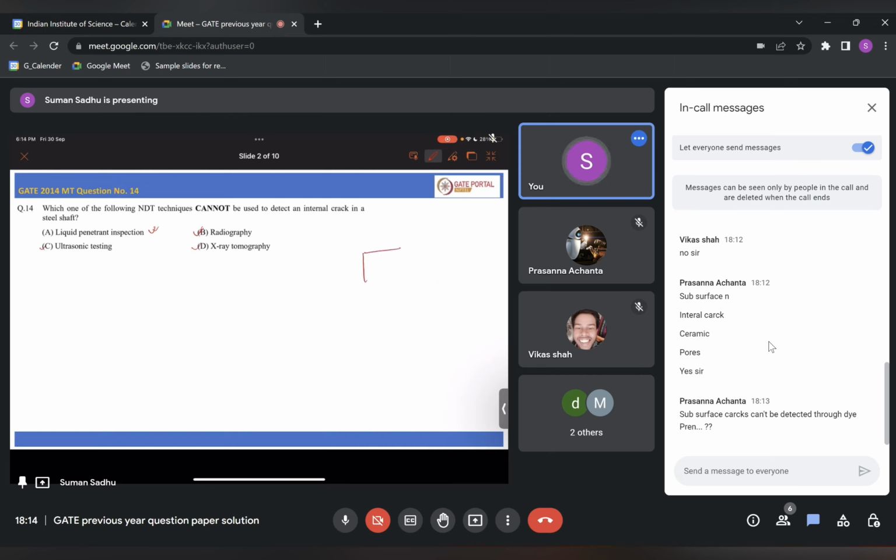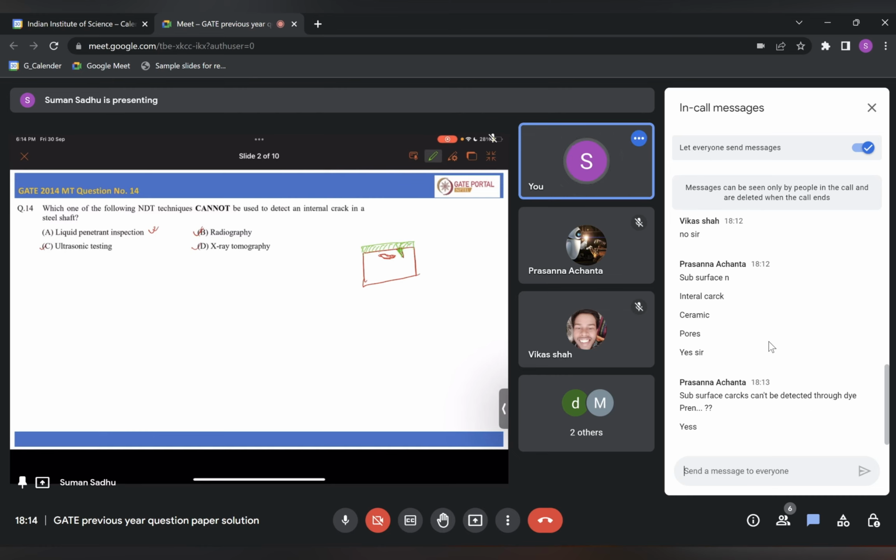Subsurface crack means, let's say this is your sample, and the crack is very near to the surface, but it is not an open crack which is exposed to the surface. This is the surface crack which is open to the surface, and the subsurface crack is very near to the surface, but it is not open. So if you apply the dye here, what is the principle by which the dye penetrates? It penetrates because of capillary action, right? So you have to have the open area here, or else how can it go inside that crack? So it will not be able to go inside that crack, right?